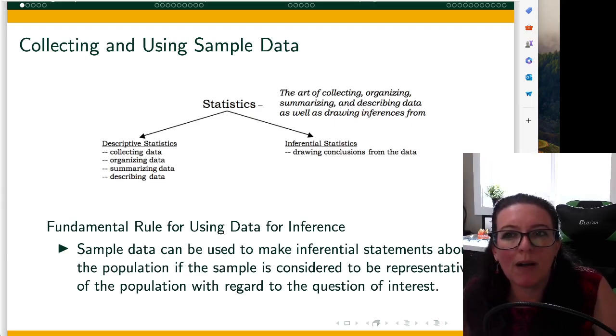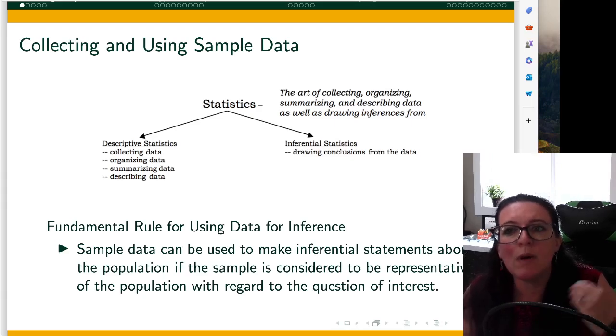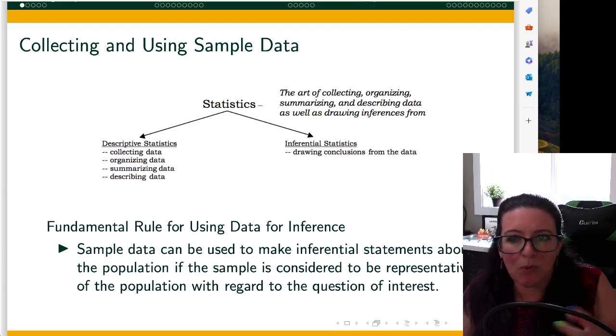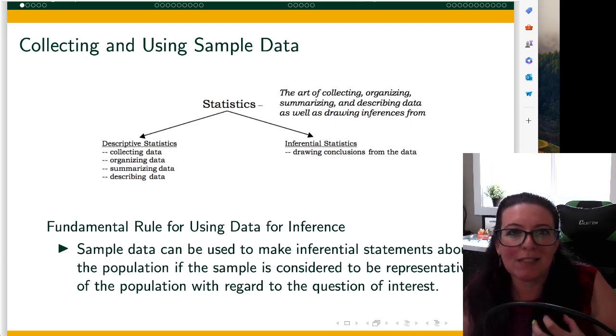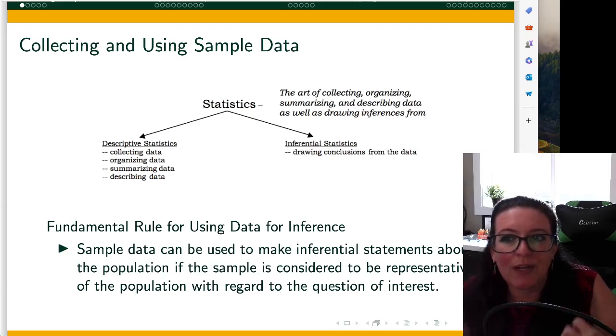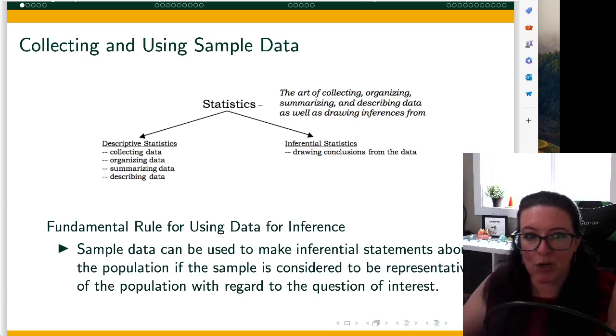So let's talk about how we go about collecting and using our sample data. Now, when we take our sample, we collect it, we organize it, we summarize it, we analyze it, all because we ultimately want to make inference, make statements, summaries about the greater population. So sample data is useful if we can use it to make statements about the population. So our real purpose here is inferential statistics, drawing conclusions from the data about the greater group.